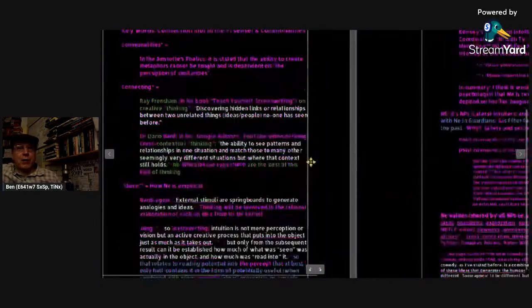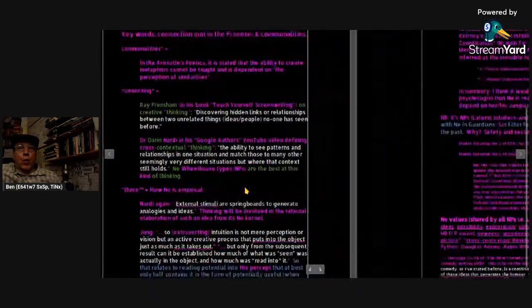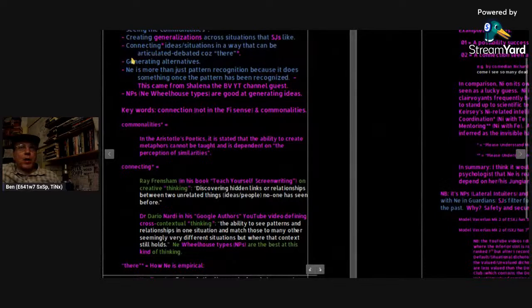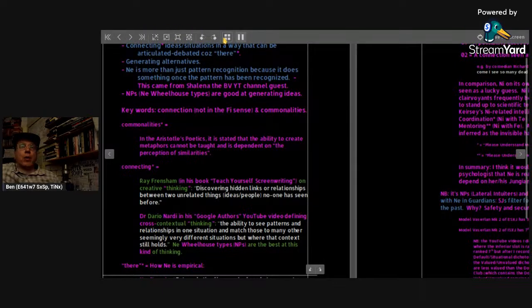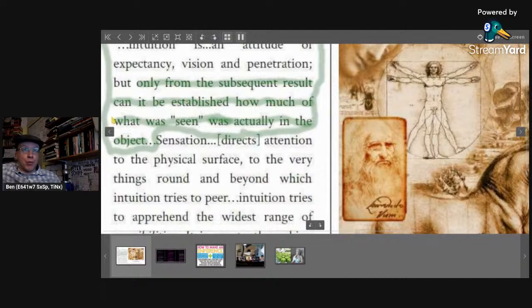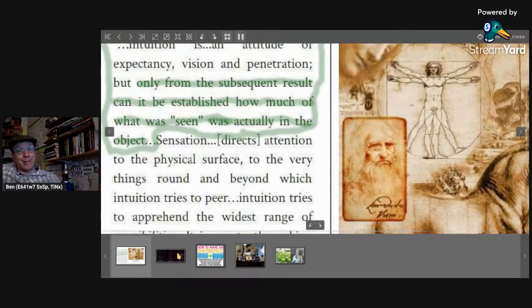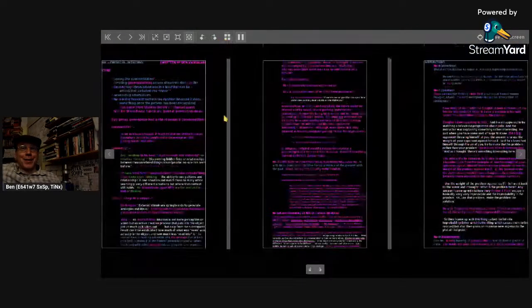So we've got three panels today for Ne. Right, so that's going back to the there bit. Connecting ideas, situations in a way that can be articulated, debated. Remember what Carl Jung wrote? But only from the subsequent result can it be established how much of what was seen was actually in the object. Now, it doesn't mean object, because what happens, Carl, if, like Douglas Adams, your stimulus was a sound? A sound is not an object. So, stimulus. All right.